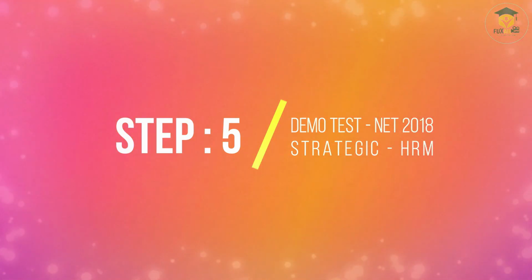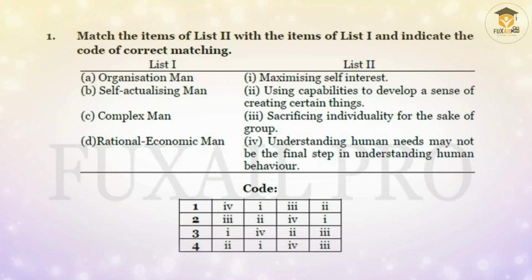Step 5 Demo Test NET 2018 of S-HRM. 1. Match the items of List 2 with the items of List 1 and indicate the code of correct matching. List 1: A. Organization man, B. Self-actualizing man, C. Complex man, D. Rational economic man.